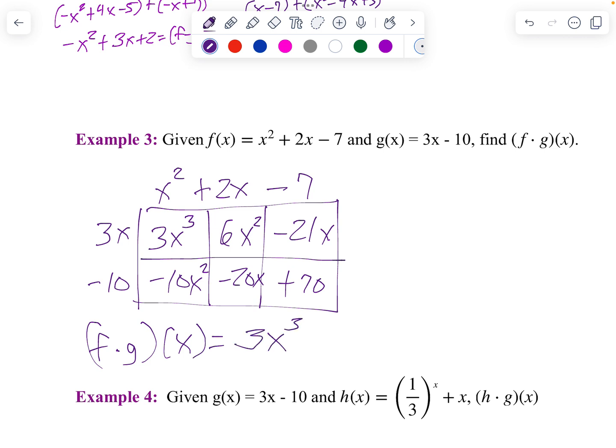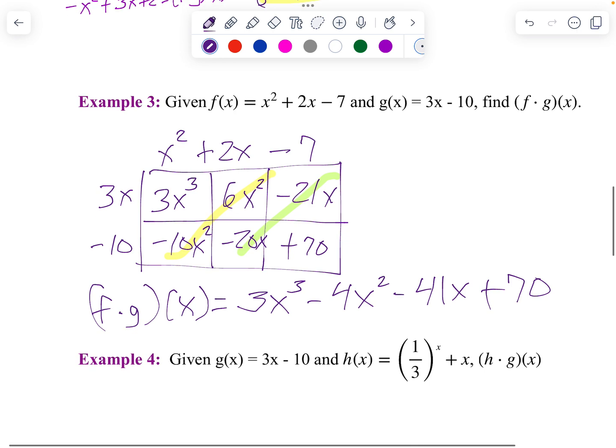So when I multiply a quadratic and a linear, I get a cubic because I'm just adding my exponents. And then I got some like terms here. 6 minus 10 is negative 4x squared. Negative 21 minus 20 is negative 41x. And we'll go plus 70.